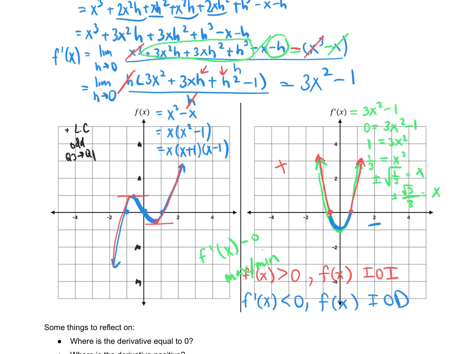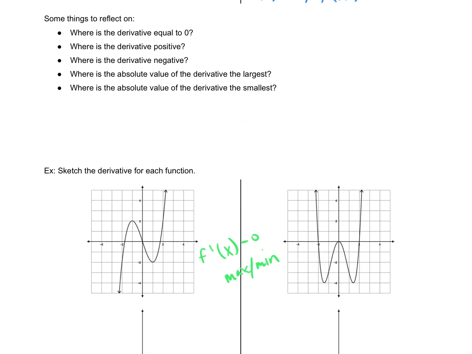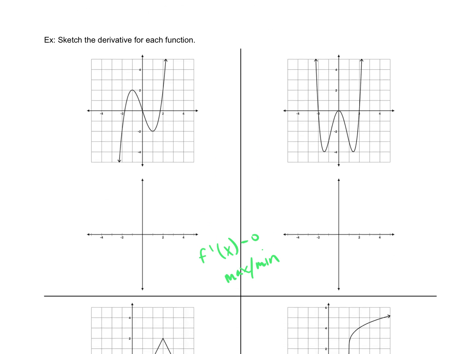So with these observations in mind, we're going to go back and forth between getting the original function and trying to draw the derivative, and vice versa. So let's take a look. Sketch the derivative for each function. So the graphs that we are given are, let's say, f at x, and we need to graph or sketch a possible derivative. So the first thing I'm going to look for is those max and min points.